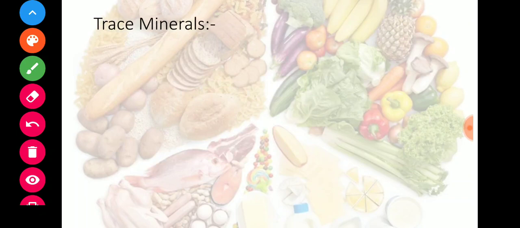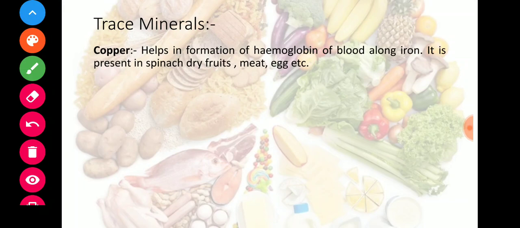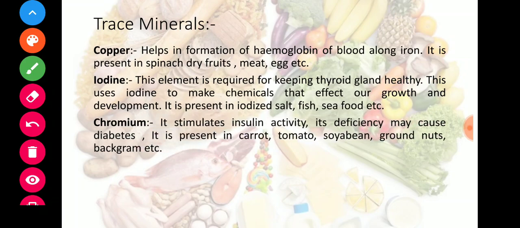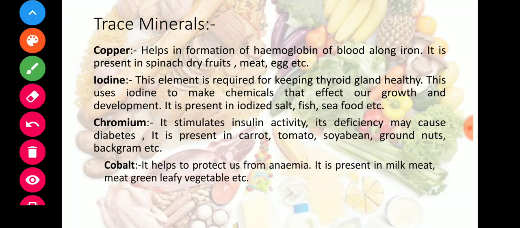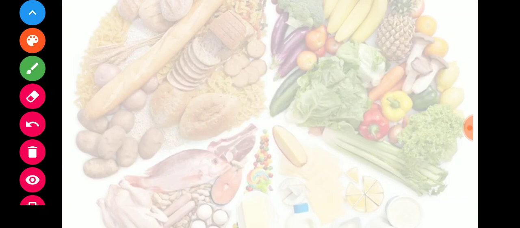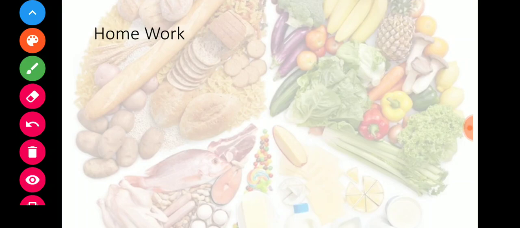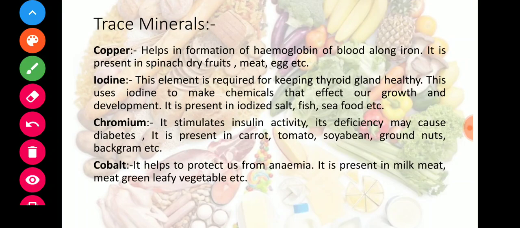A few trace minerals are copper, iodine, chromium, cobalt. So here we will talk about copper. It helps in the formation of hemoglobin or blood. Along with iron, it is present in spinach, dry fruits, meat, egg, etc.